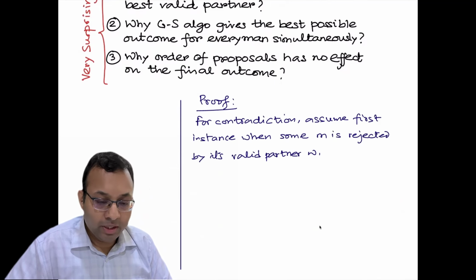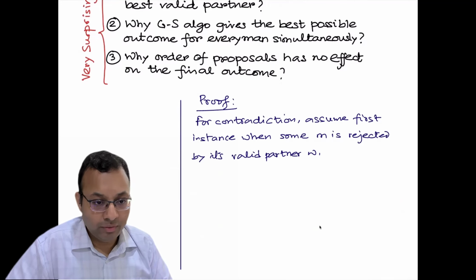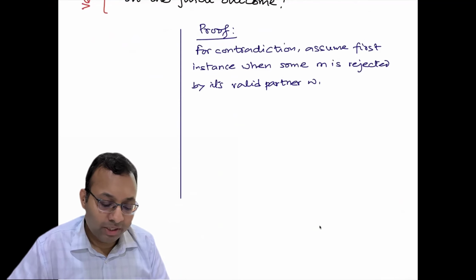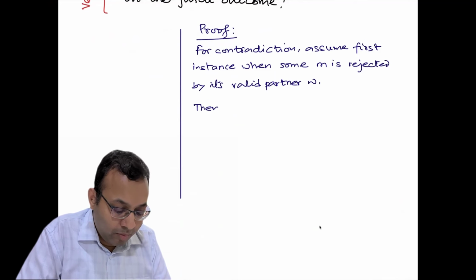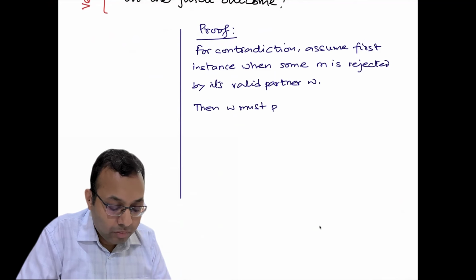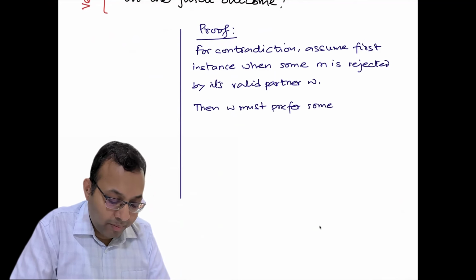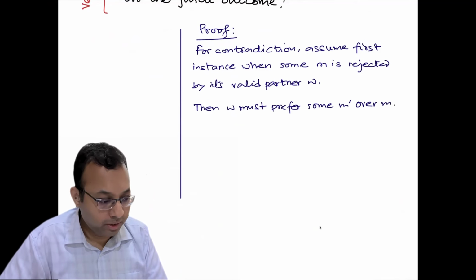Now, in this case, W is also the best valid partner because the rejections are according to the order of preference. So the first valid partner that we reject is also the best valid partner. And we want to show there's a contradiction. If we show that, then we're done. So how do we show it? If M was rejected by W, then W must prefer some other man M prime over M. That's why it rejected M.